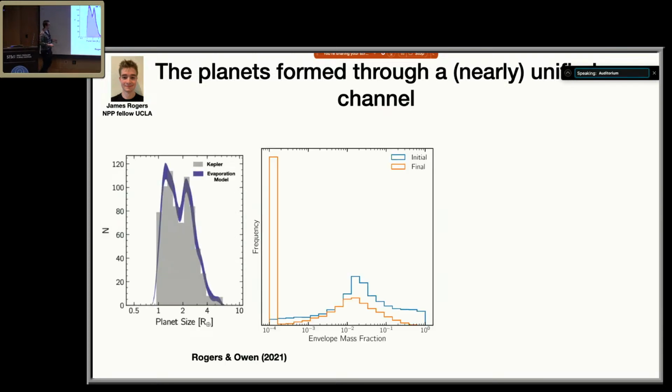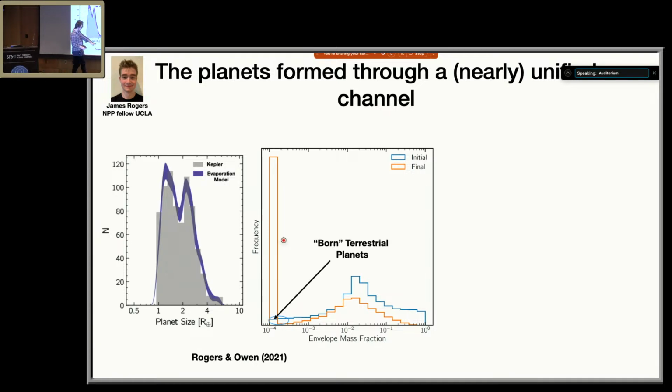And what he showed is that even though we see two types of planets today, close to their stars, terrestrial planets and planets with thin hydrogen-helium atmospheres, they actually nearly form through a completely uniform channel where they all started off with hydrogen-helium atmospheres. So this is the initial distribution of envelope masses peaking at a few percent. And then this is the final distribution.